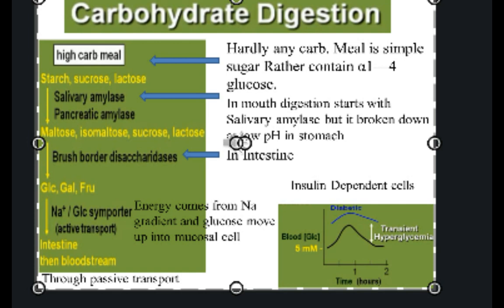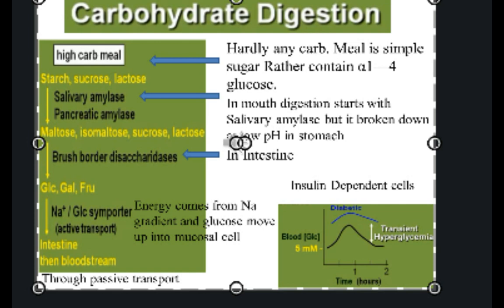Glucose and galactose are absorbed through a common transporter, which is the sodium glucose co-transporter, or we can also call it sodium dependent glucose transporter. It is secondary active transport. Fructose diffuses through glucose transporter 5.